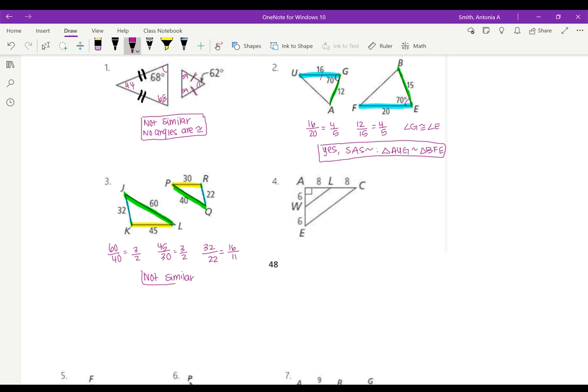So these are not all proportionate, which means that these shapes are not similar. Even though I don't know anything about my angles, they're not similar because all sides are not proportionate.